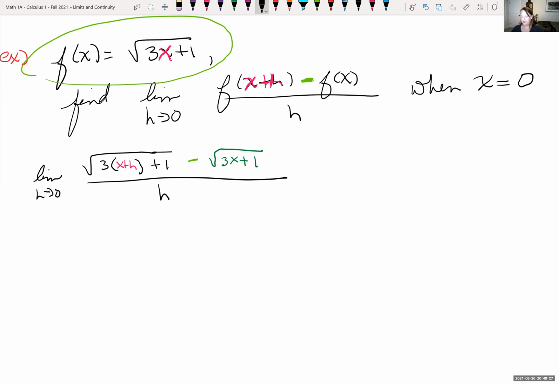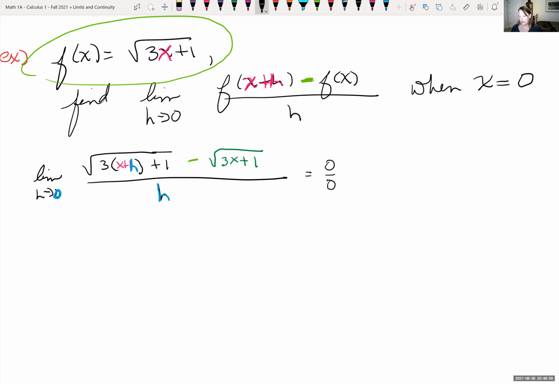Unfortunately, if we plug in 0 wherever we see an h in here, the numerator is going to give us the square root of 3x plus 1 if h is 0, minus the square root of 3x plus 1. So we're going to get that indeterminate form again if we plug in 0 wherever we see an h. So we've got to manipulate it.